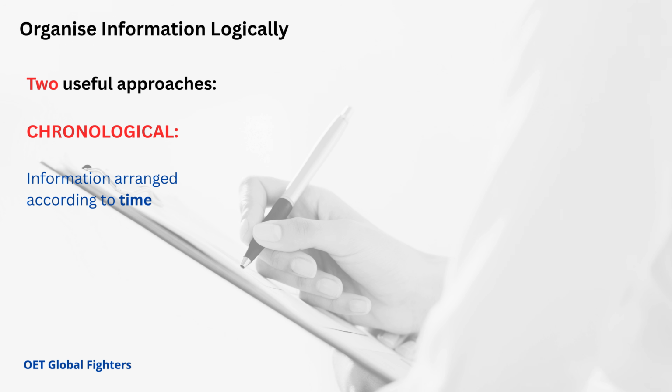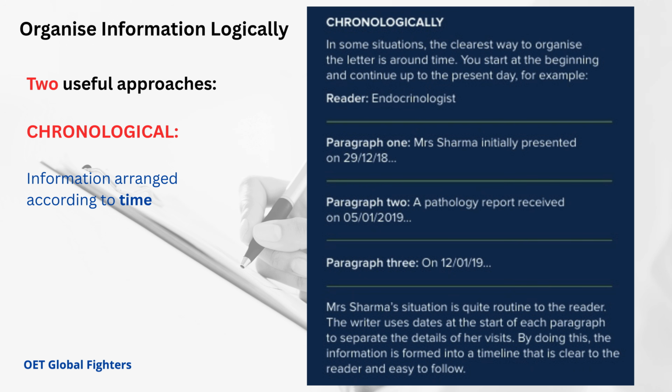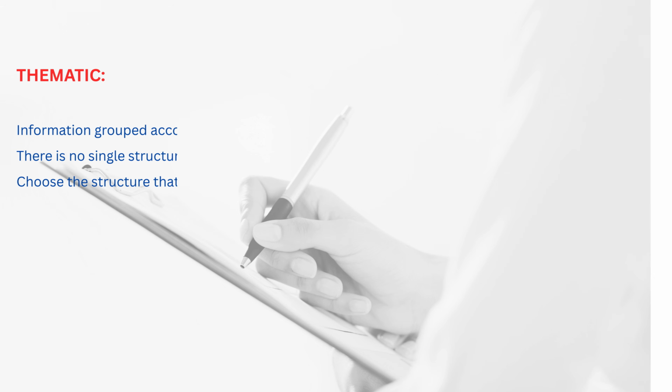Sometimes the best way to organize your letter is chronologically. In other words, you tell the story according to time. What happened first? What happened next? What happened most recently? The guide gives an example involving Mrs. Sharma, where the paragraphs begin with different dates. This creates a clear timeline for the reader, and that can be very useful when the sequence of events is important.